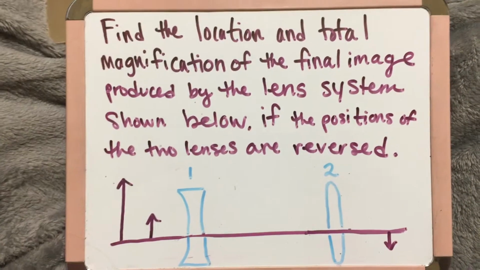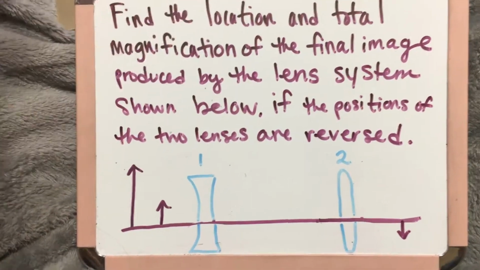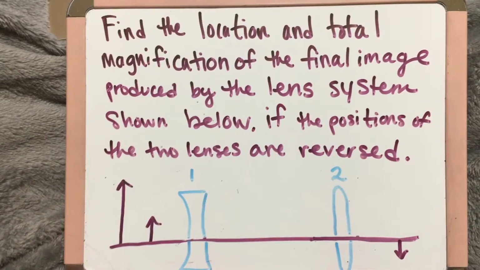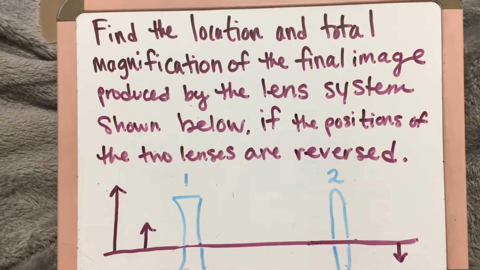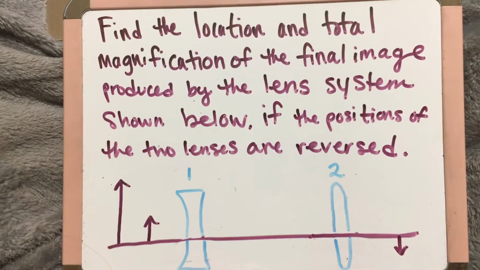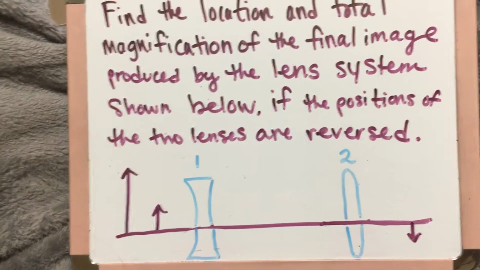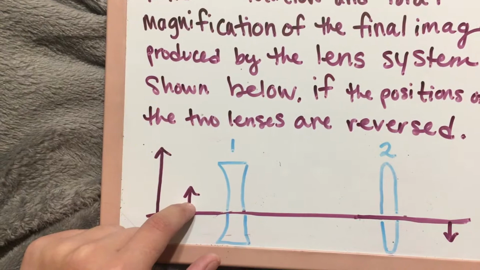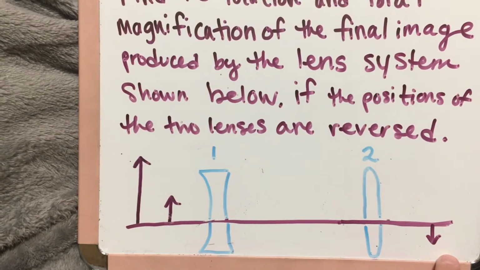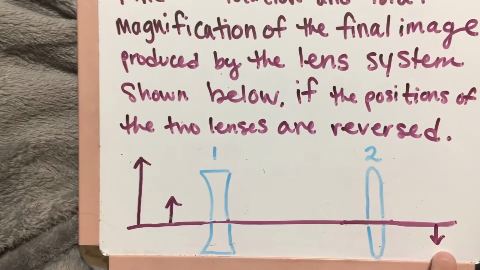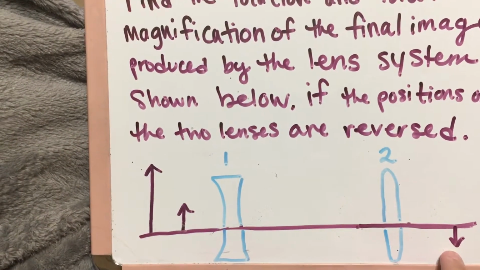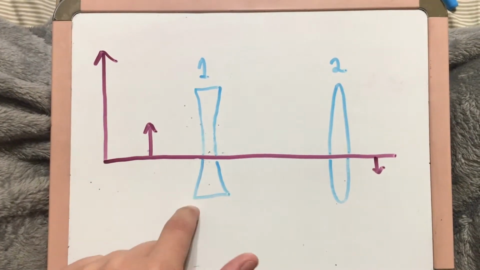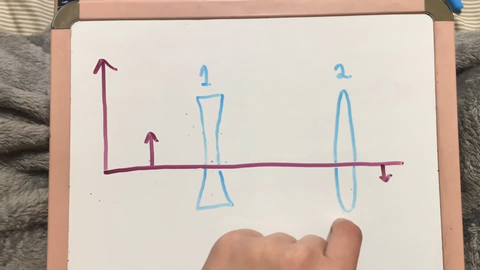So here we are going to be finding the final image of this problem, and this problem is: find the location and total magnification of the final image produced by the lens system shown below if the positions of the two lenses are reversed. So here is the image produced by lens 1, it's the object for lens 2, and here will be the image produced by lens 2, and it's the final image of the system. So here is a concave lens, and the second is a convex lens.